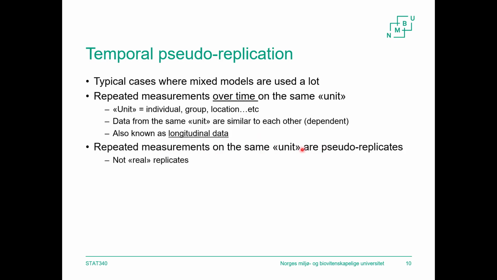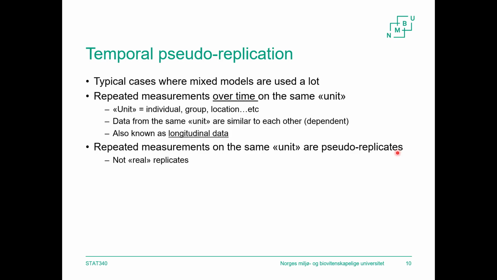Repeated measurements on the same units are what we call pseudo-replicates here. It's not real replicates because they are made on the same unit. You can imagine an extreme example of this. Let's say we wanted to investigate the height of girls and boys at a given age, say 6 years of age when they start school. Then you would, for instance, go out and measure 100 girls and 100 boys, right? In order to study, is there a difference in height at this age, 6-year-old children.